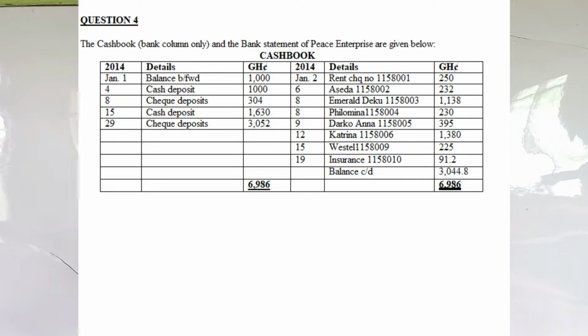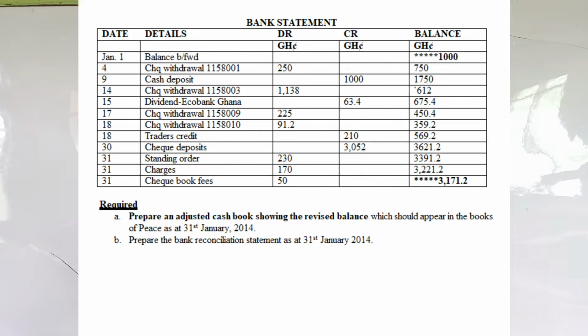1,000 is the same balance there, so we have no problem with that. Then on the fourth, there was a cash deposit of 1,000. It should be on the credit side. Yes, it is on the credit of the bank statement as cash deposit.